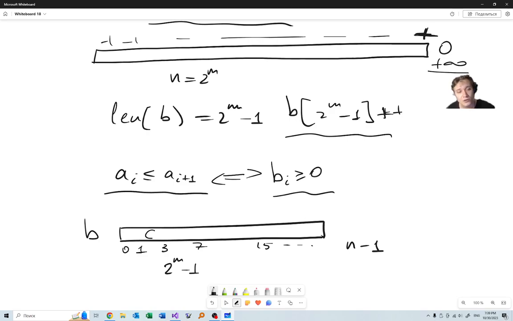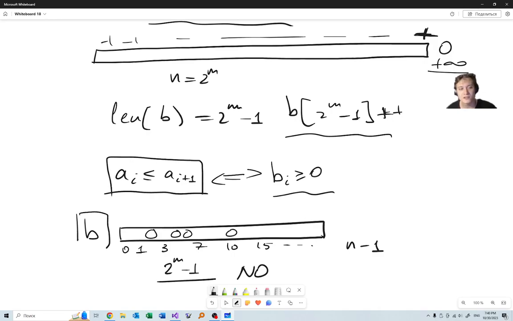Notice that if an element is not of this form, for example, the 10th element, you cannot change it. So if it is negative, then b cannot be non-negative. So if there is an element which is negative and it does not have such an index, you reply that the answer is no. But what if all such elements are non-negative? This means that we can make the initial array non-decreasing, because we can make array b non-negative. If an element, for example the first, is negative, we can just increment it by 1 as many times as we need to make it non-negative. And if an element is already non-negative, we just don't touch it. So we do it, and in the end we'll get this.